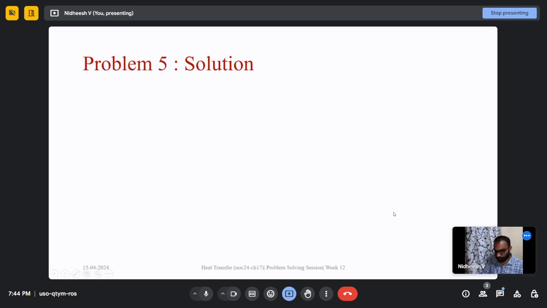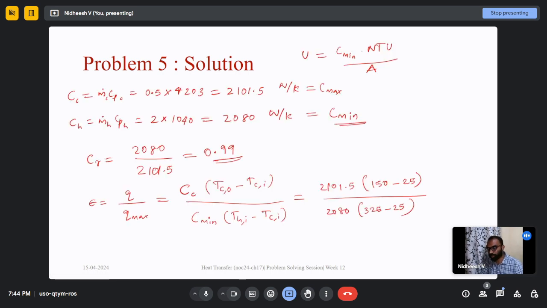Okay, so let's see what is the effectiveness. 101.5 multiplied by 125 divided by 2080 divided by 300 is 0.42. This is the effectiveness value that we are getting. So effectiveness is 0.42 and CR is 0.99.